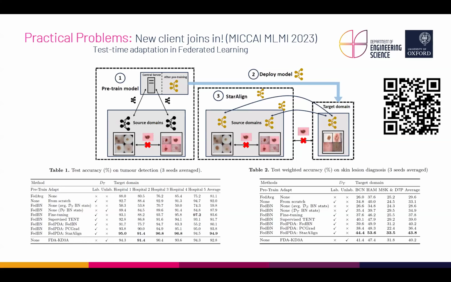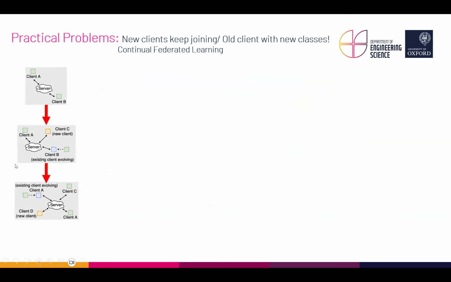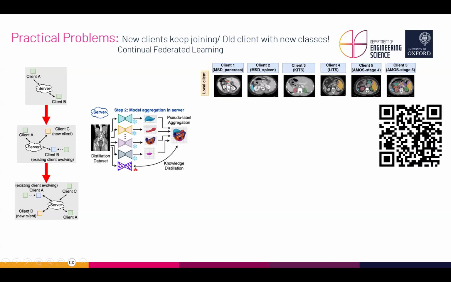Now, this is when one client joins in. What happens if clients keep joining and we have to keep learning from the new clients? This is the setting of continual federated learning that we worked on last year, where we say, okay, we had a model that we built based on two clients, and now a new client joins in. Then we build a model, and then a new client joins in again, client D here.